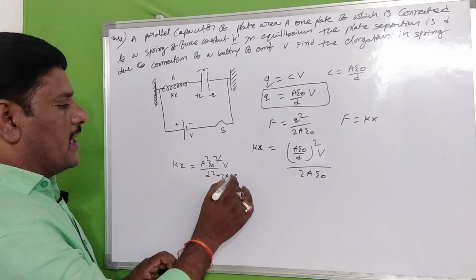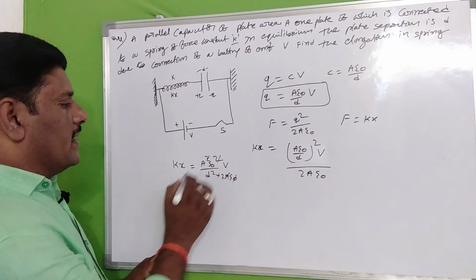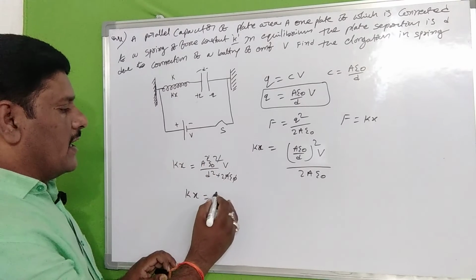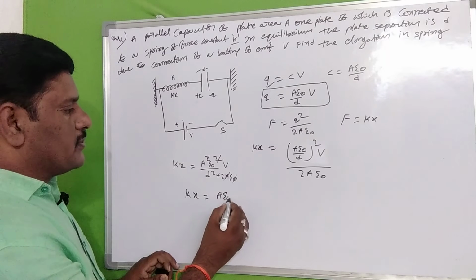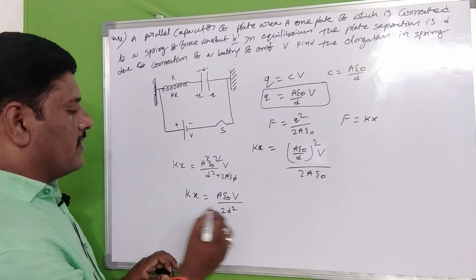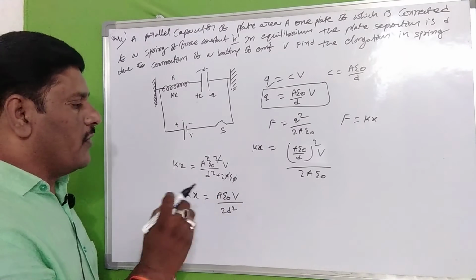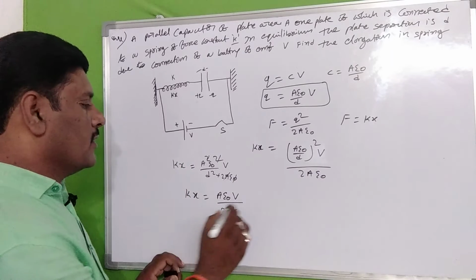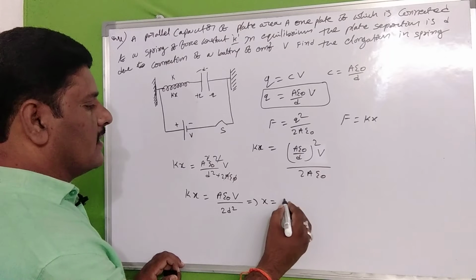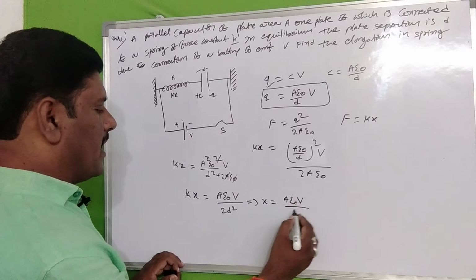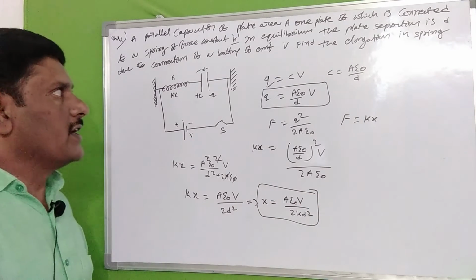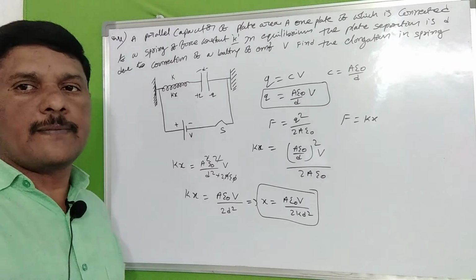So epsilon naught gets cancelled, A gets cancelled. Now we can write Kx equal to A epsilon naught V by 2 into D square. Now we find the elongation in the spring, which is x, so x can be written as A epsilon naught V by 2k D square. This is the relation for elongation for the given question.